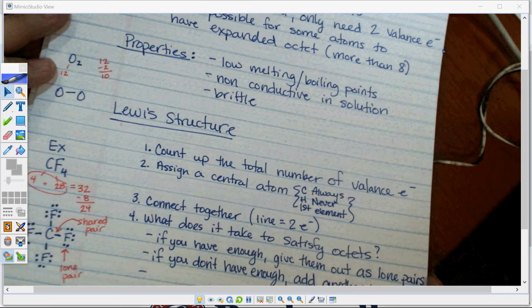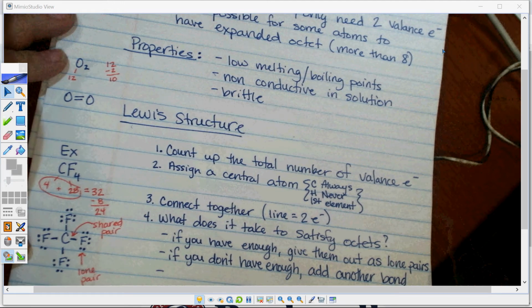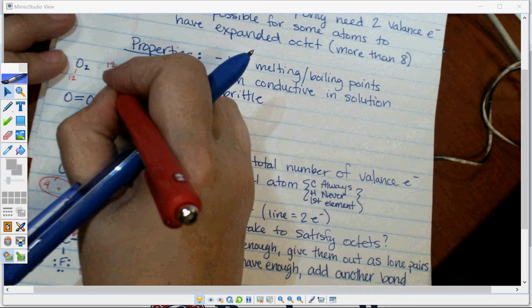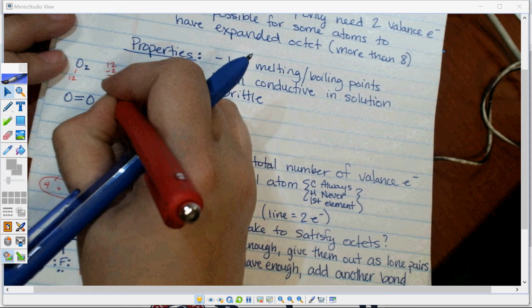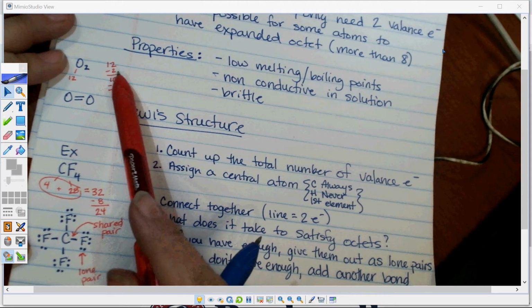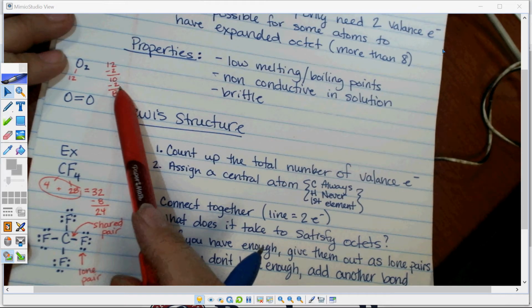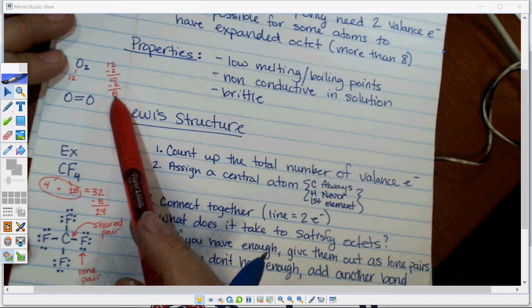So if we add another bond and make them share 2 more electrons, I'm going to remove those 2 electrons from my total count. So I started with 12. I made them share 2 originally. 10 electrons left over wasn't enough to satisfy all the octets, so I'm going to make them share 2 more. So now I have 8 electrons.